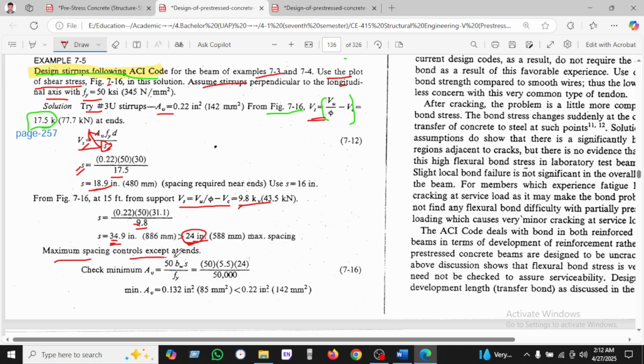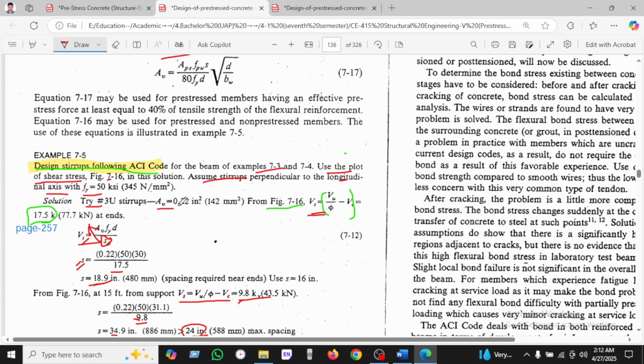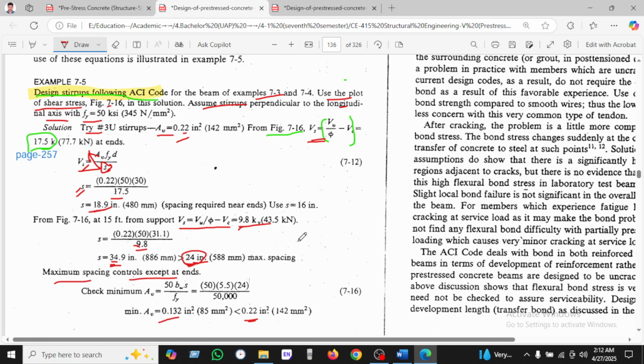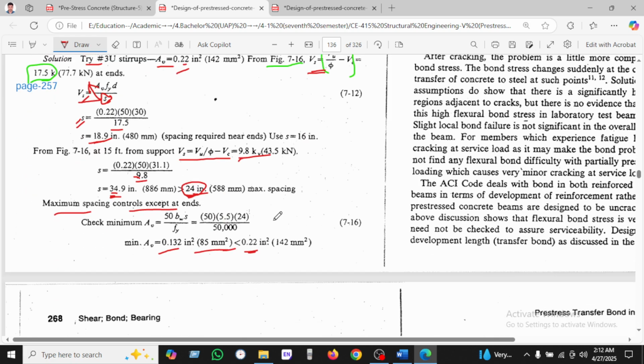So spacing controls, except at the end. We have been using this formula and finding Av is 1.13, but we have used 0.22. But we can see here this 0.22 is for 2 legs. For one leg, Av is 0.11, but we are multiplying by 2, that's why 0.22 is taken. So it is okay. So this is our recommendation.